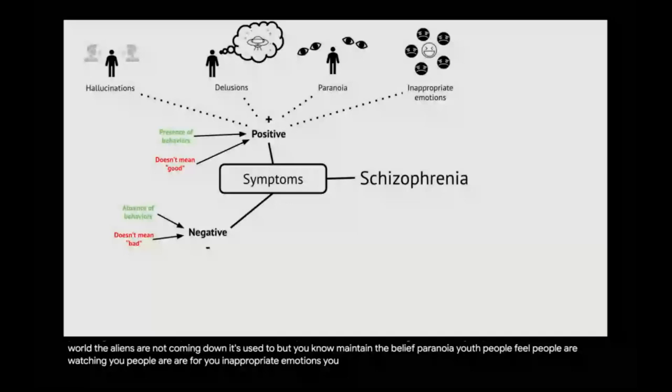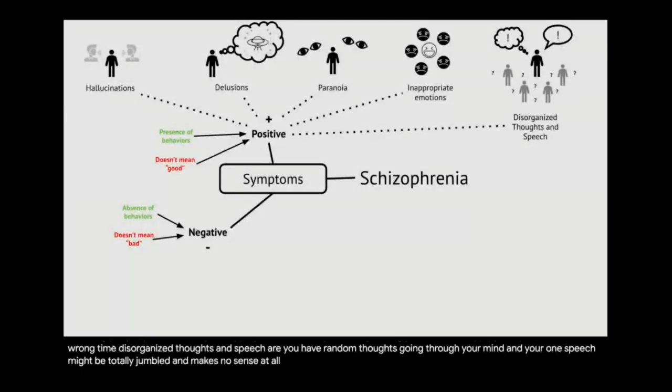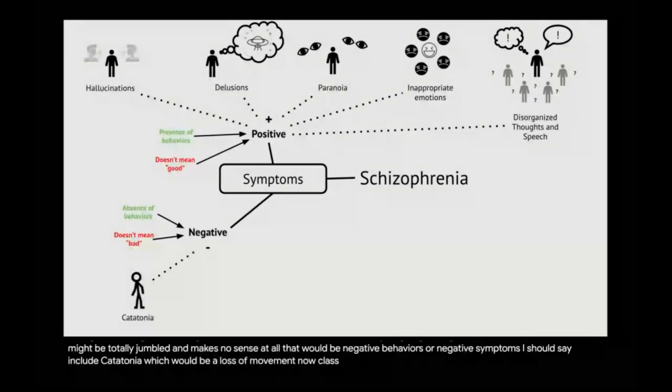Disorganized thoughts and speech, you have random thoughts going through your mind. One's speech might be totally jumbled and makes no sense at all. That would be the disorganized thoughts and speech. Now, negative behaviors, or negative symptoms, I should say, include catatonia, which would be a loss of movement. Now, classic catatonia might be a person's movements are just very, very rigid, or they're very, very fragmented, let's say. There's like a lack of movement where there should be movement.